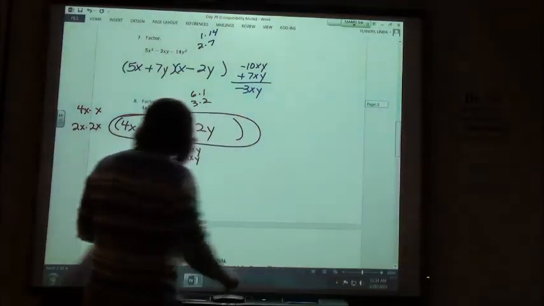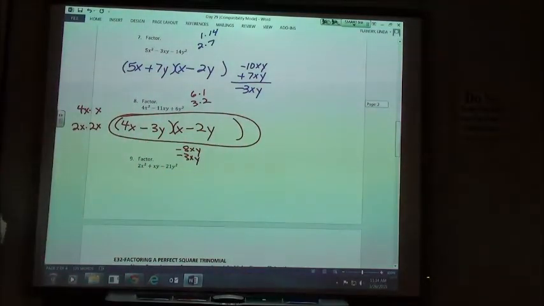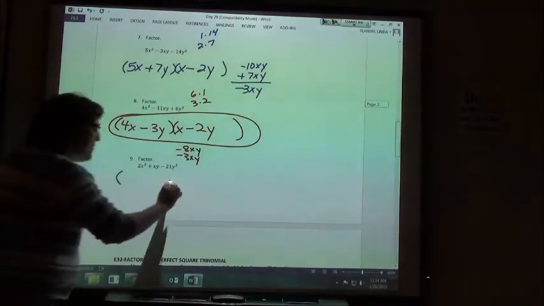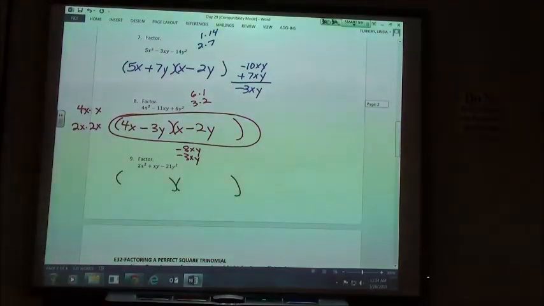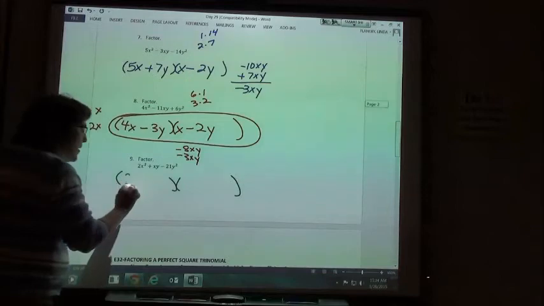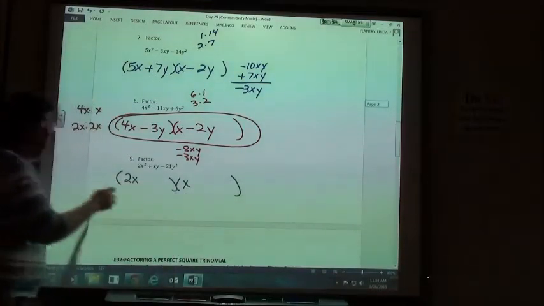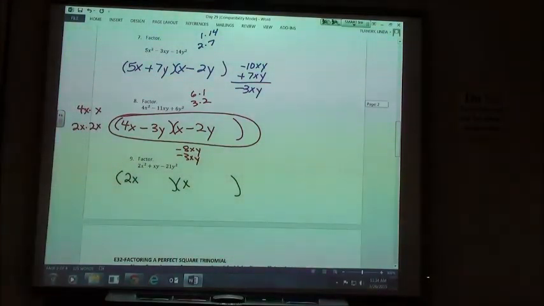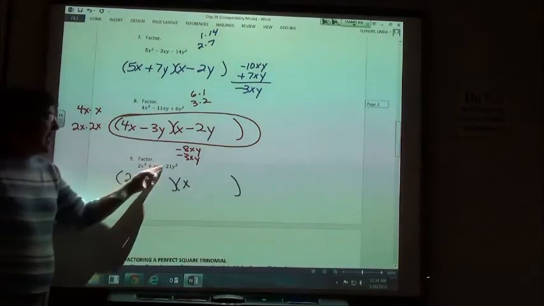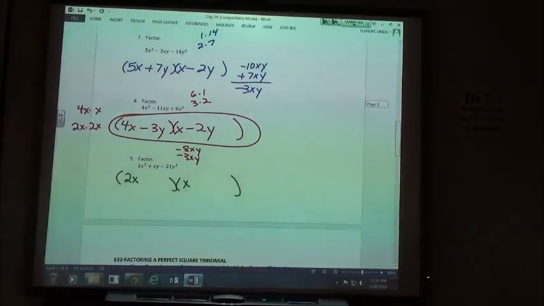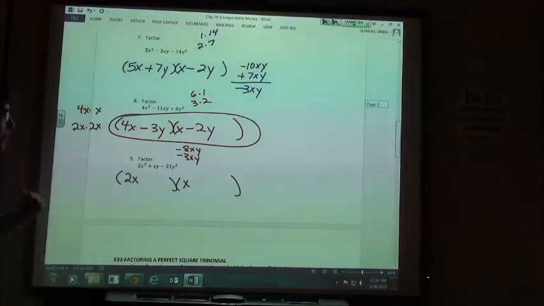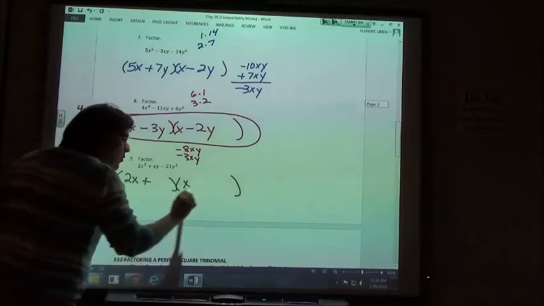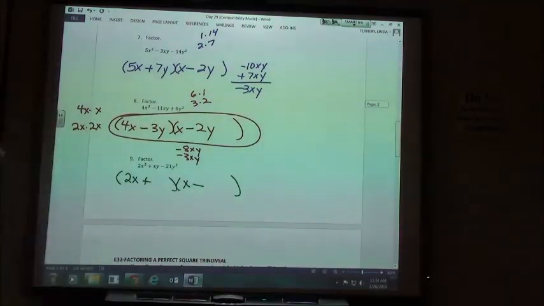Number 9, still factoring my quadratic trinomial. Came from foiling. Factor my first term, 2x squared. The only way to get 2x squared is 2x times x, or x times 2x, whichever order you want to put them in, it doesn't matter. The end is a negative. If the end is a negative, I have 1 plus and 1 minus. I don't know which way they go. I'm just going to plug them in.